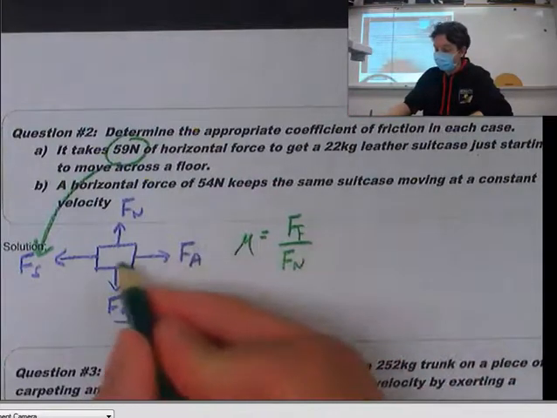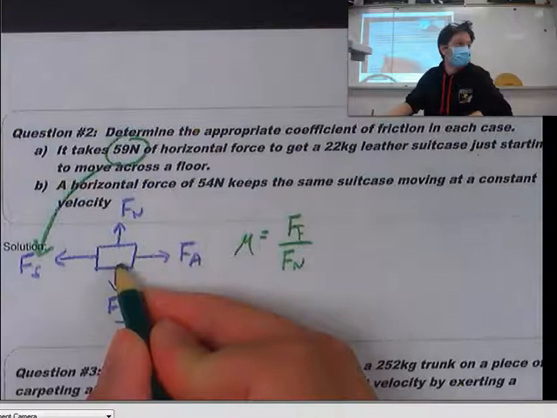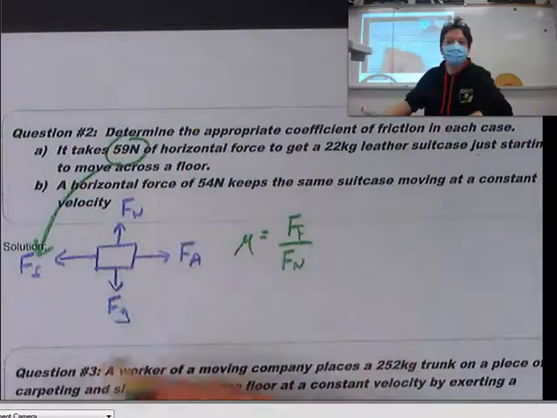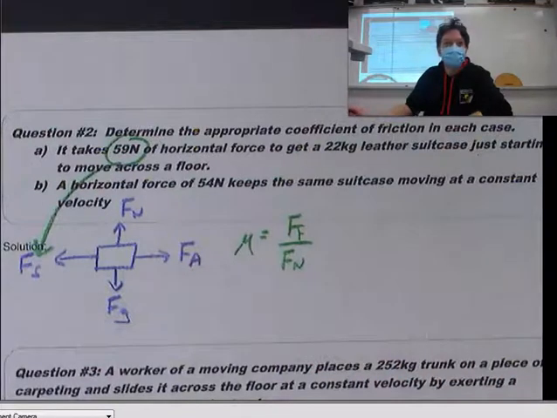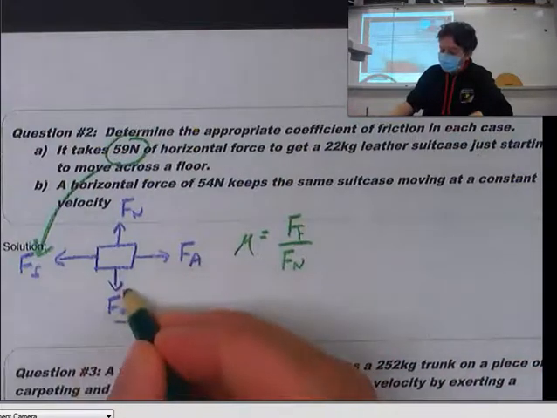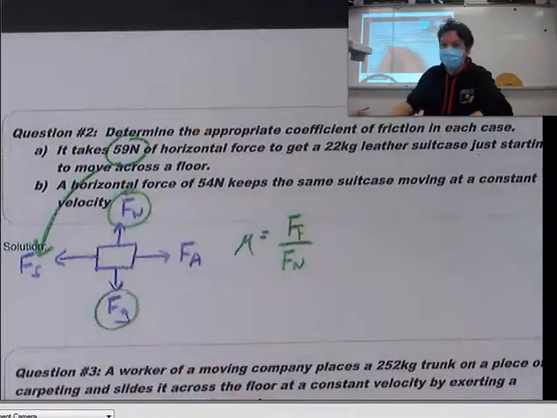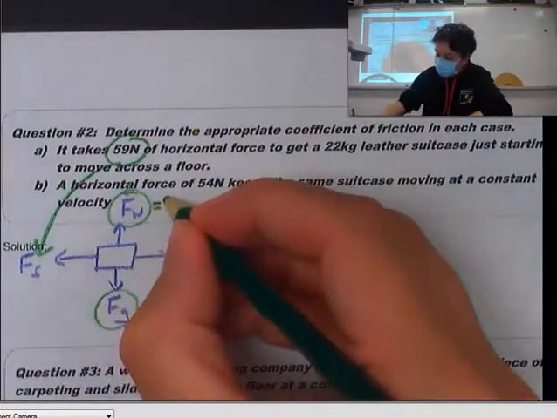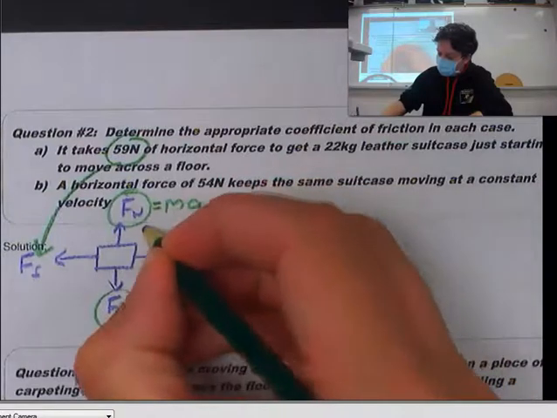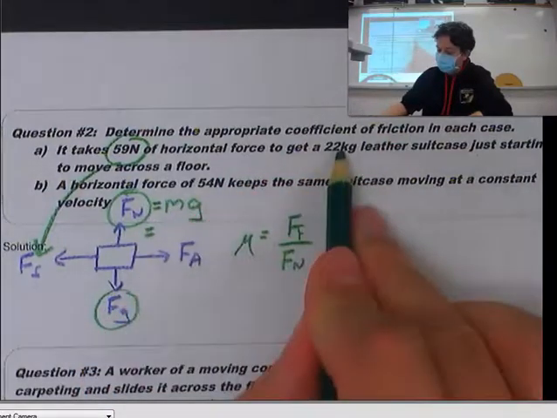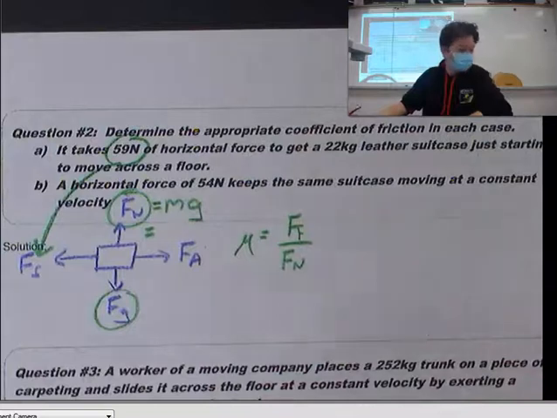Well, in this case, you have an object sitting on a horizontal surface. There's no vertical acceleration. It's not taking off or going into the ground. So gravity is equal to the normal force. So we can calculate the normal by just setting it equal to mg, which is 22 kilograms times 9.8.